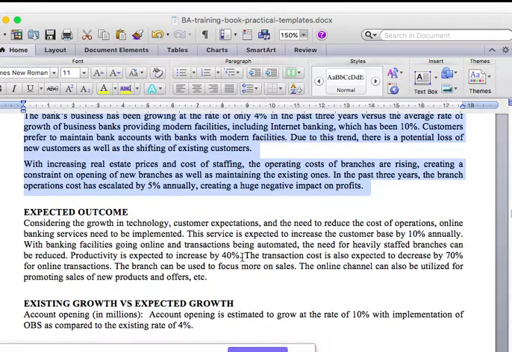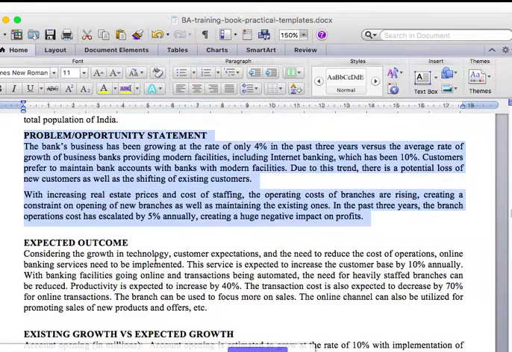Any questions? None? Okay, great. All right, so you will now get 10 minutes to write this problem and opportunity statement and let me know after that. Okay, thank you.